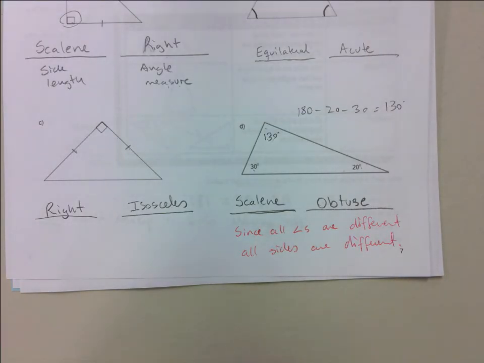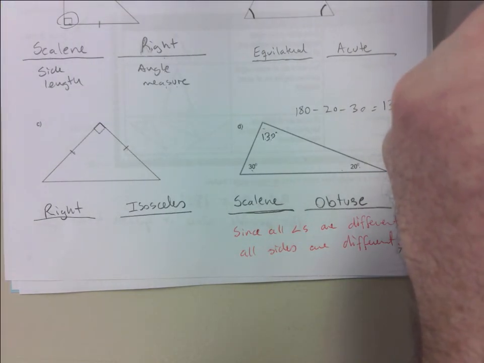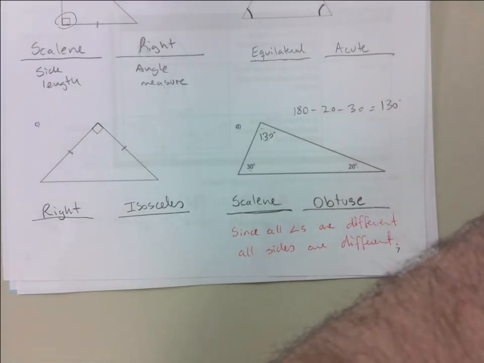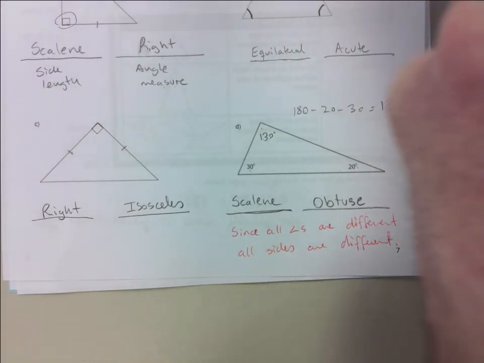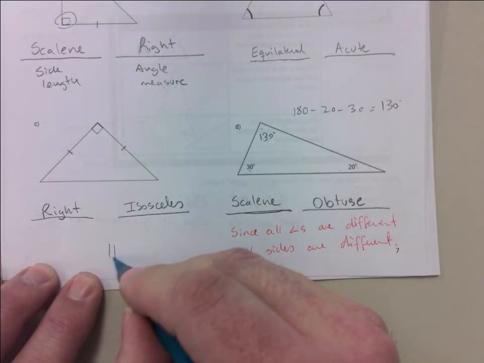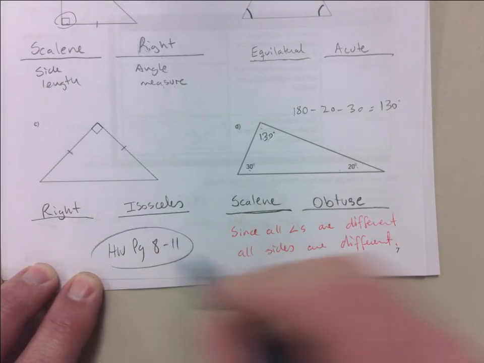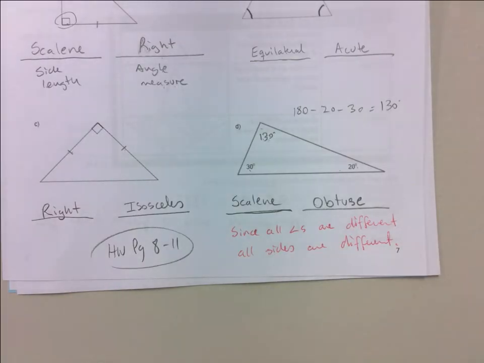Okay, with this in mind, before we go, I'm just going to say page 8 to 10. 8 to 11, I'm actually going to say. 11 is you have to sketch your own. You can use markings, you can use numbers, you can use whatever you want, as long as you fulfill the requirement. Okay?